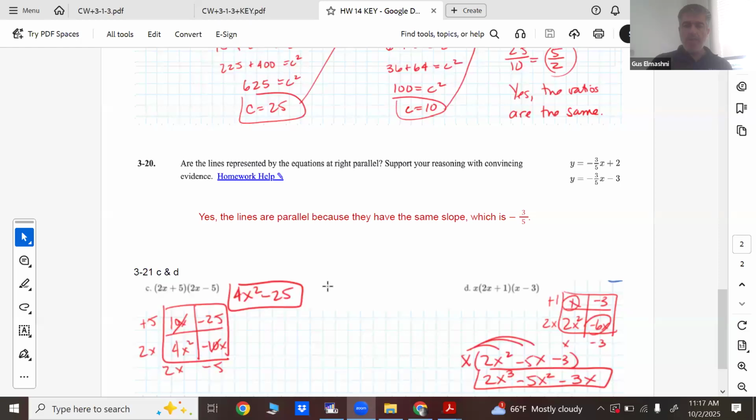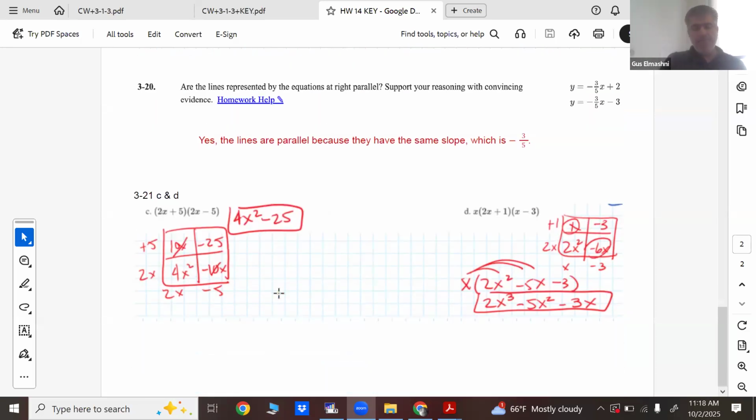For 3-20, we have something like this in our test as well. Just graph, see where they touch. Sorry, they're not yet being asked to graph. My apologies. Just find the slope. I thought I did ask you to graph. Actually, you could graph. But because they have the same slope, they'll be parallel. If you graphed it, you'll find they'll never touch.